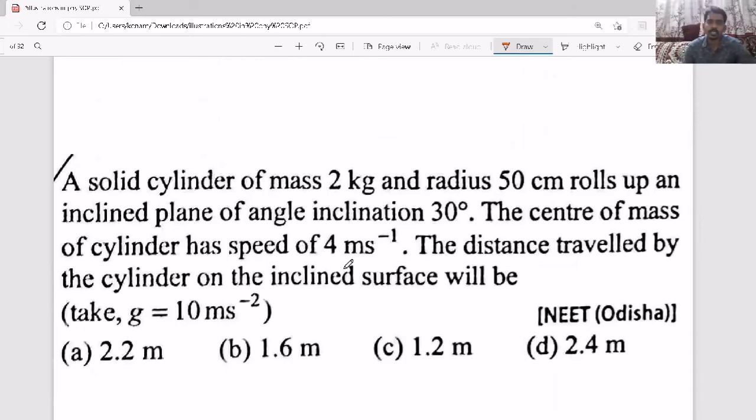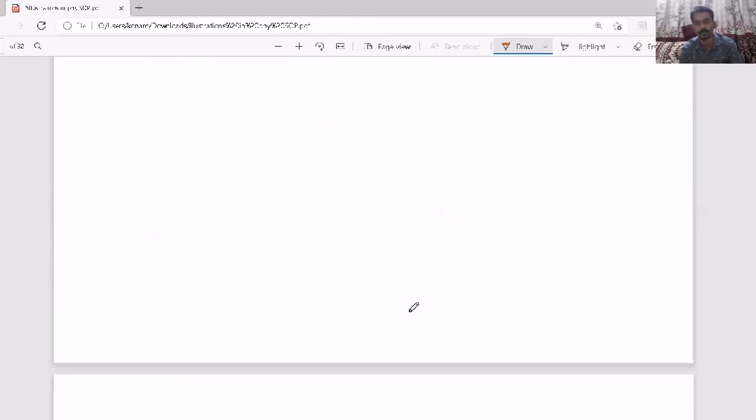Now here, if you take a solid cylinder of mass 2 kg and radius 50 centimeter, rolls up an inclined plane of angle of inclination 30, the center of mass of the cylinder has speed. Find the distance traveled by the cylinder on the inclined surface. Same question again, but here they mentioned solid cylinder, so the concept is the same. Take either the conservation of energy principle, or else take acceleration and take the final velocity 0. Then apply v square minus u square equal to 2as. Then you will get it.